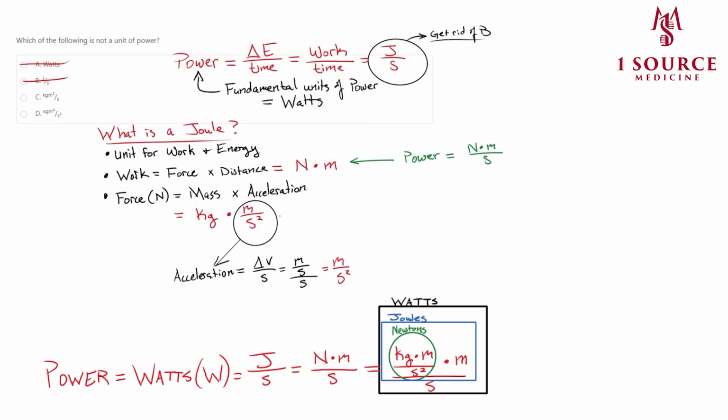Finally, when these fundamental units are cleaned up and consolidated, we end up with kilograms times meters squared divided by seconds cubed, which is consistent with answer choice D. Therefore, the only answer choice which does not simplify out to watts, the simplest representation of power, is answer choice C, our final answer.